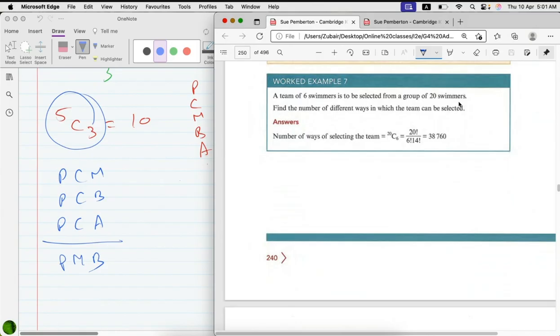Just punch 20P6. If the order would matter, what do you get? It's a really big number, too large. So when order matters, it looks like that. When it does not, it is 38,760.